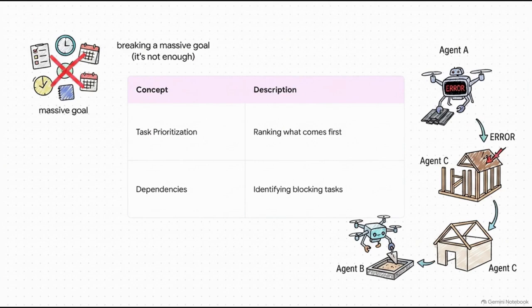Think about it like building a house. Let's say Agent A is programmed to build the roof. Well, Agent A cannot possibly begin its work until Agent B has poured the foundation, and Agent C has framed the walls, right? A successful planning agent has to map these dependencies perfectly, because without that logic, Agent A is just going to be hovering in midair, throwing a bunch of errors because it's trying to nail shingles onto a house that doesn't actually exist yet.